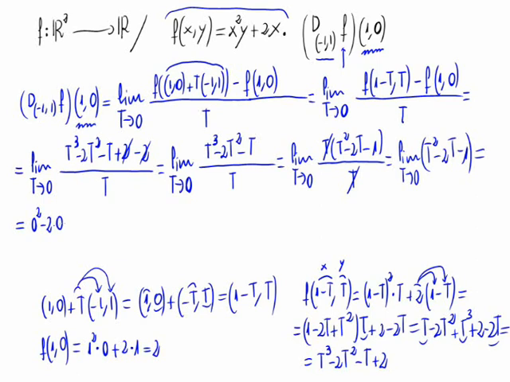So we would have 0 squared minus 2 times 0 minus 1, which is equal to minus 1. So this would be the result of the directional derivative of f in the direction of the vector (-1, 1) in (1, 0). It would be minus 1.